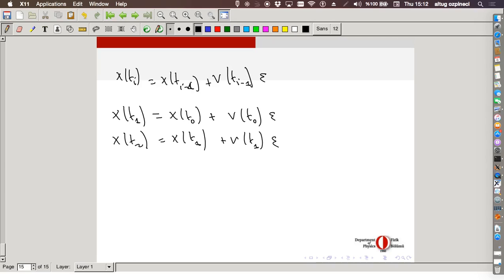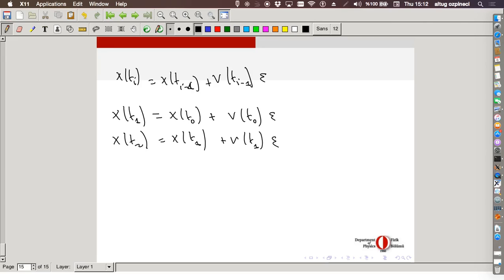Yes. We are assuming that the velocity is not changing. No, velocity might be changing, but what we are assuming is that within this epsilon interval, it is almost constant. That is our assumption. Of course, it's not exactly true, but approximately true. The smaller the epsilon is, the more correct your assumption is. At a smaller time interval, the velocity will be changing even less.